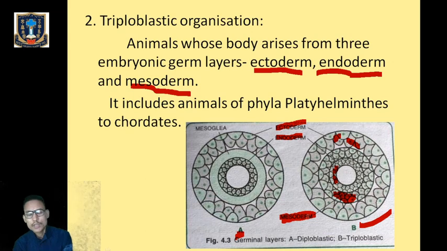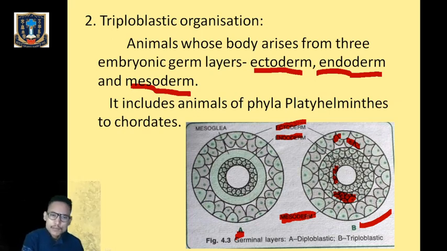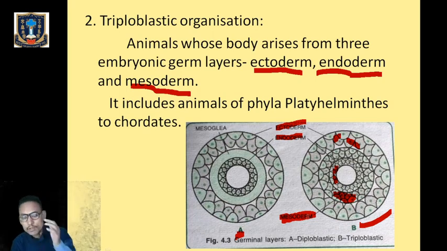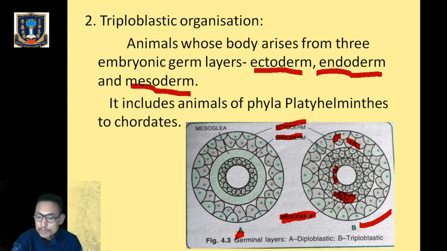So today we have learned about the level of organization. We have learned about the second basis of classification, which is called the body plan. We have learned the third basis of classification, which is called the body symmetry, and we have learned about the fourth one, which is called the diploblastic and triploblastic organization. So this was today's class.